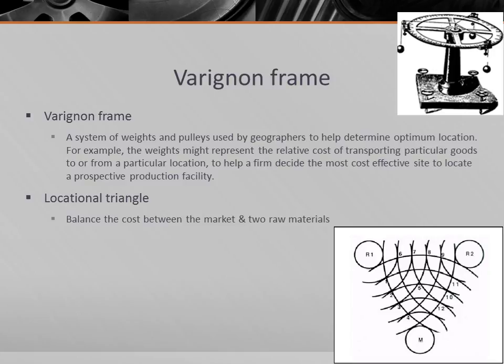So, the way that we're going to use the Varejão frame is by using the locational triangle. And the locational triangle, you see it in the bottom right there, weighs or balances the cost between a market, which you see at the very bottom, and two raw materials.